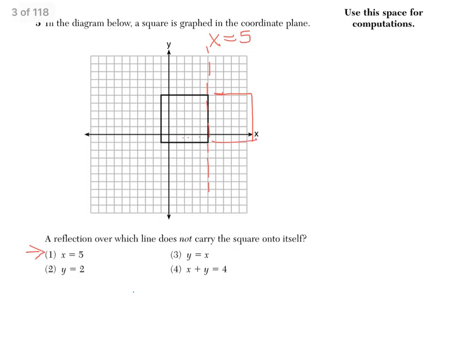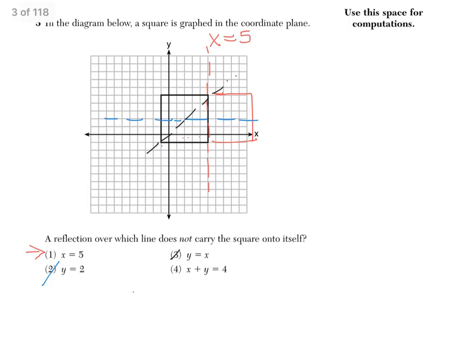But let's just prove the others to be not the answer we're looking for. Where y is equal to 2, that would be right here. If I fold the square along this line, it would map onto itself. So that works. Where y is equal to x is this diagonal line here. And if I fold along that line, the square would map onto itself, so that does not work.